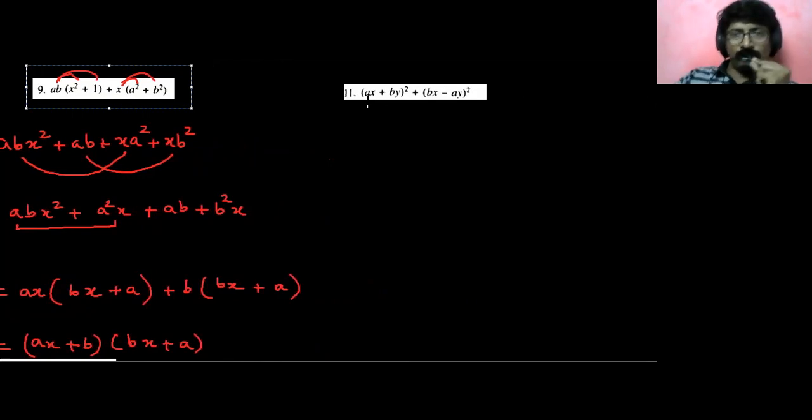So what is this question number 11, guys? Ax plus by the whole square. And oh, there is no ax and there is no by. Now how is it to be done? Yes, I can do expansions.